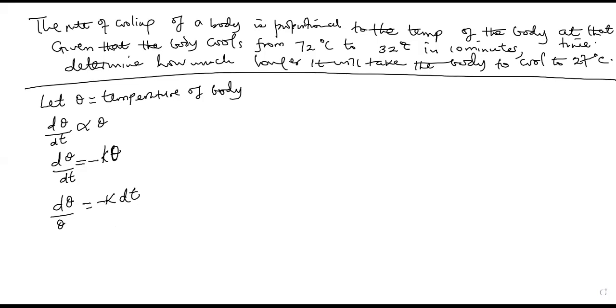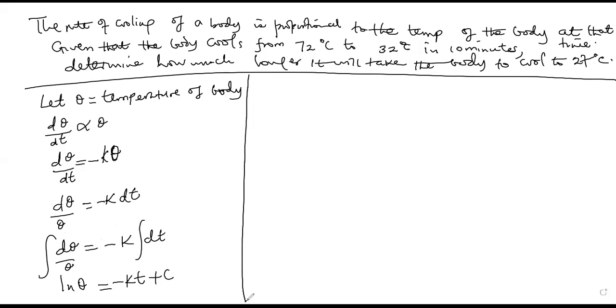Now, it is from this point that you can integrate either side, okay? After separating variables, you can integrate. So we shall have d theta over theta is equal to negative K dt. When you integrate d theta over theta, you get ln theta is equal to negative Kt plus the constant of integration.